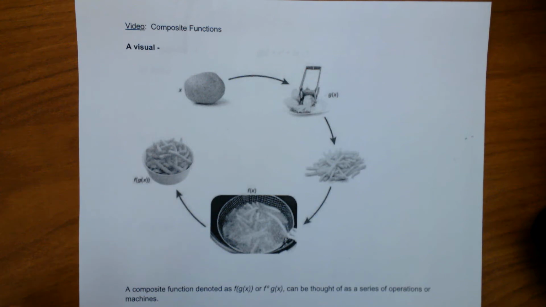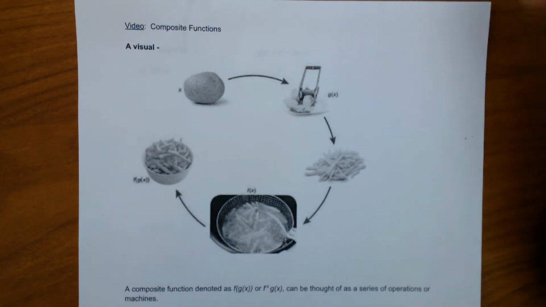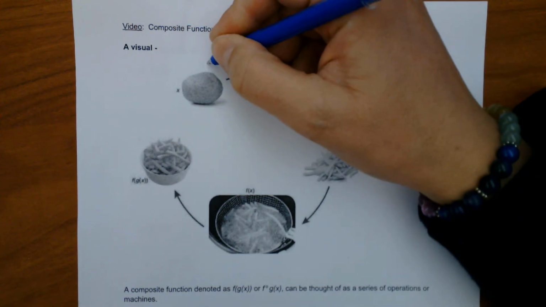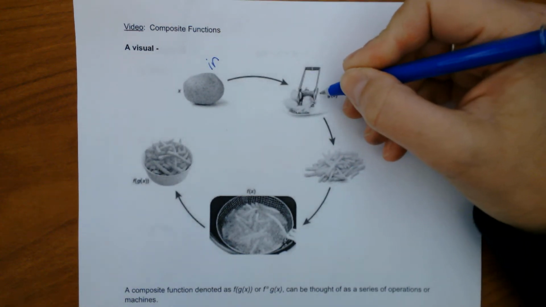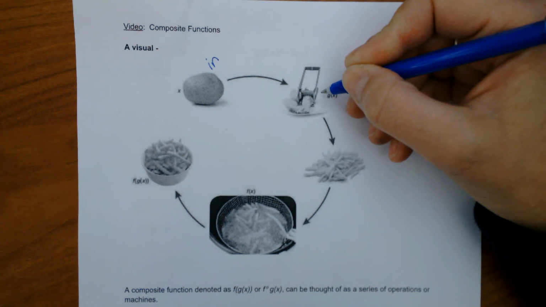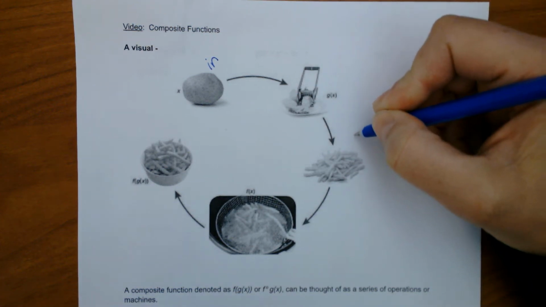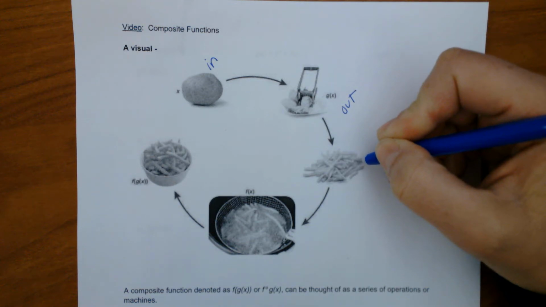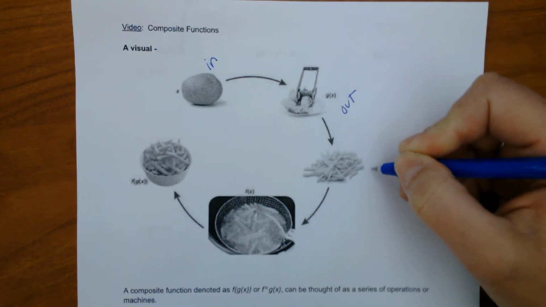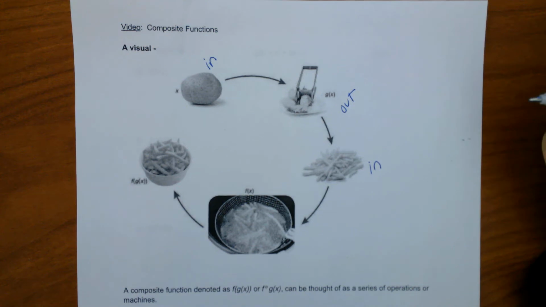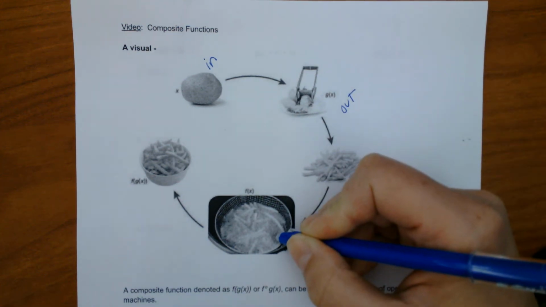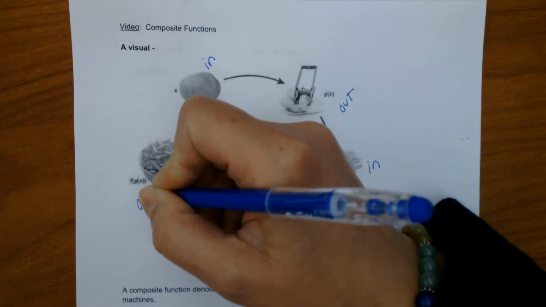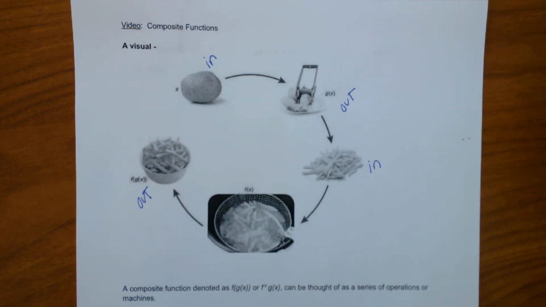A composite function has a couple different parts. First, we're going to start with a potato. Yes, a potato. This is what we're going to put in this little apparatus, and what this does is it makes French fries. Then what we're going to do with these French fries, we have to cook them. So we're going to put these French fries in the fryer, and when we put them in this apparatus, we're going to get French fries out. And that's what we're going to be doing with functions.